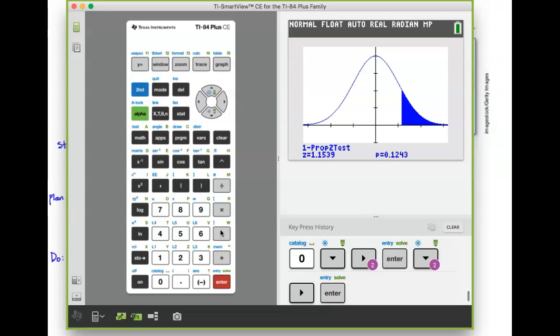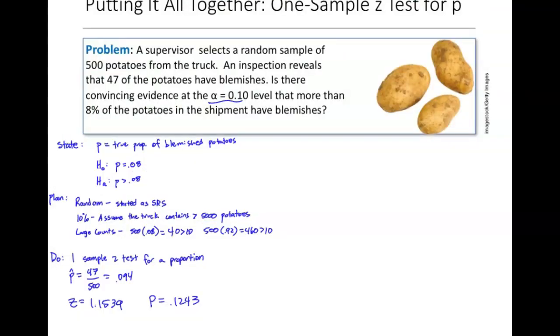All right, so copy down the test statistics. So z equals 1.1539. And our p-value is 0.1243. All right, so what's our conclusion here? Conclude. Do we reject the null hypothesis or do we fail to reject it?